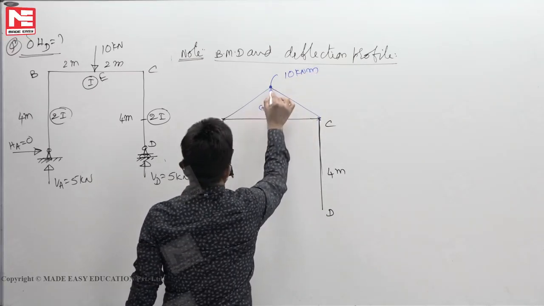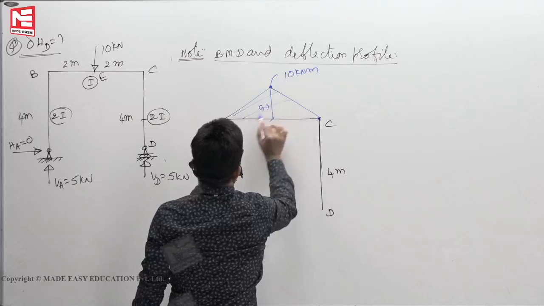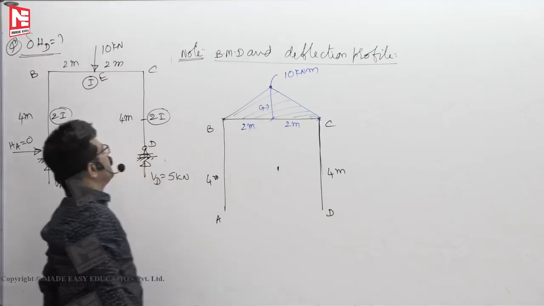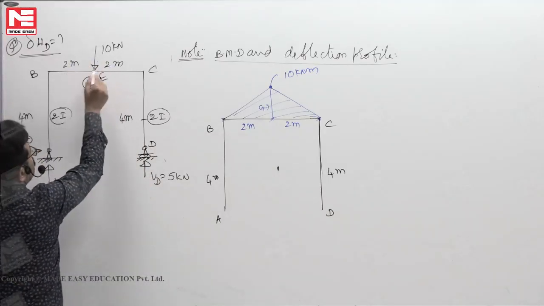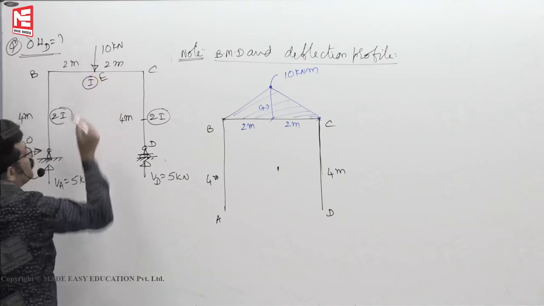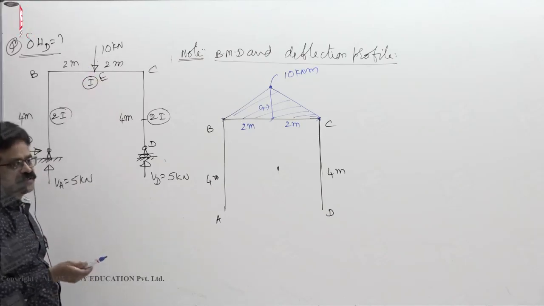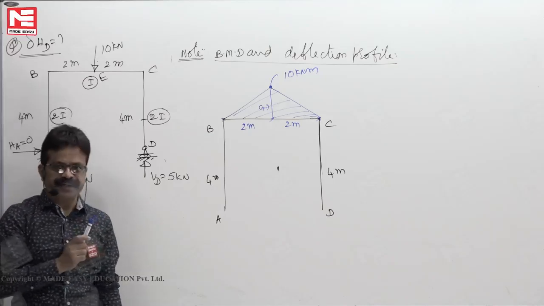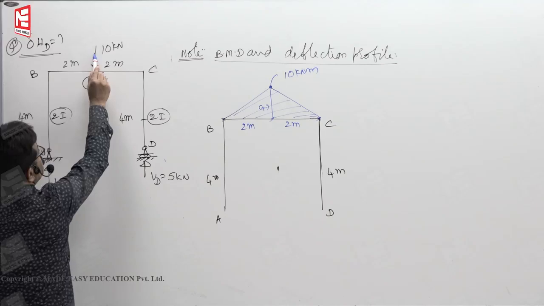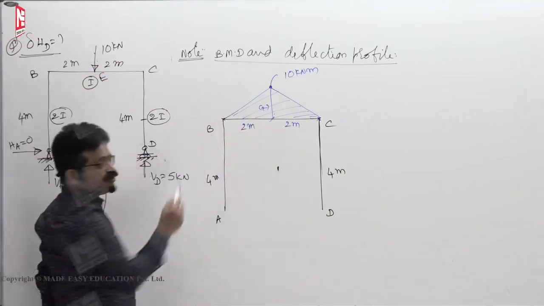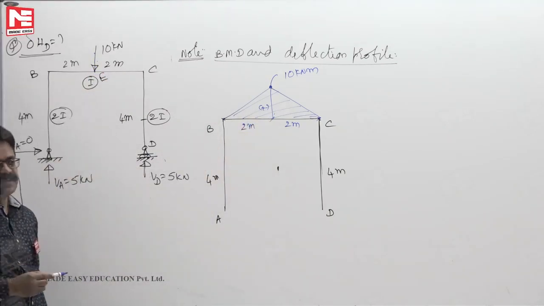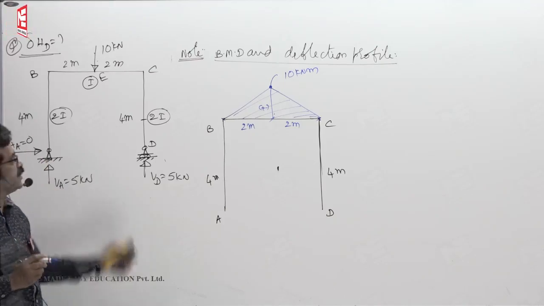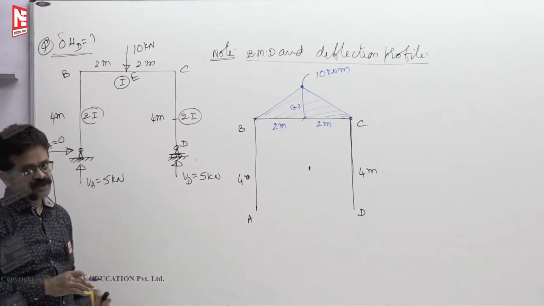Plus, this is 2 meters, this is 2 meters. So due to 10 kilonewton, WL by 4, we got again 10 kilonewton meter. We have learned that upward forces always give positive bending moment, downward forces will give negative bending moment. Now 10 kilonewton downward, what's the bending moment at E? Plus 10 you got. See, it looks as if there is an error. Downward load should give negative bending moment, but it gave positive bending moment. Where did we go wrong?